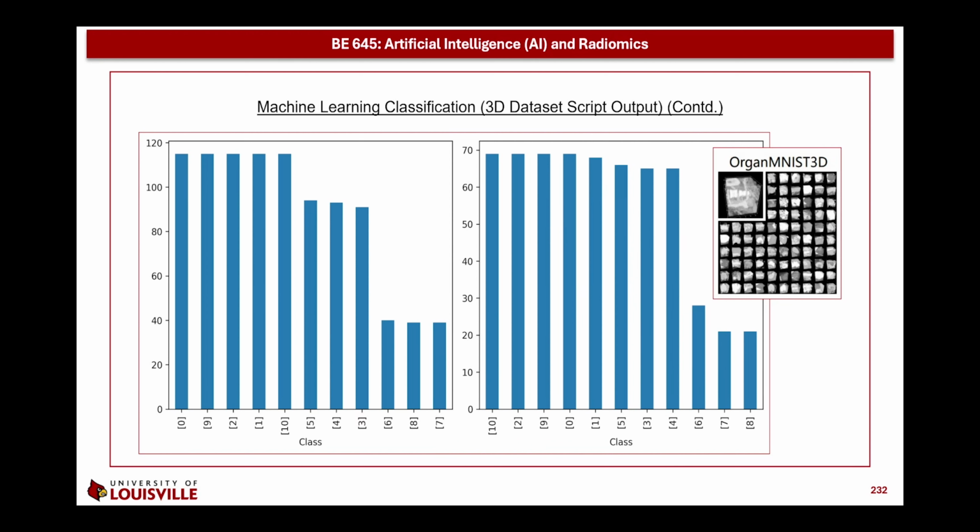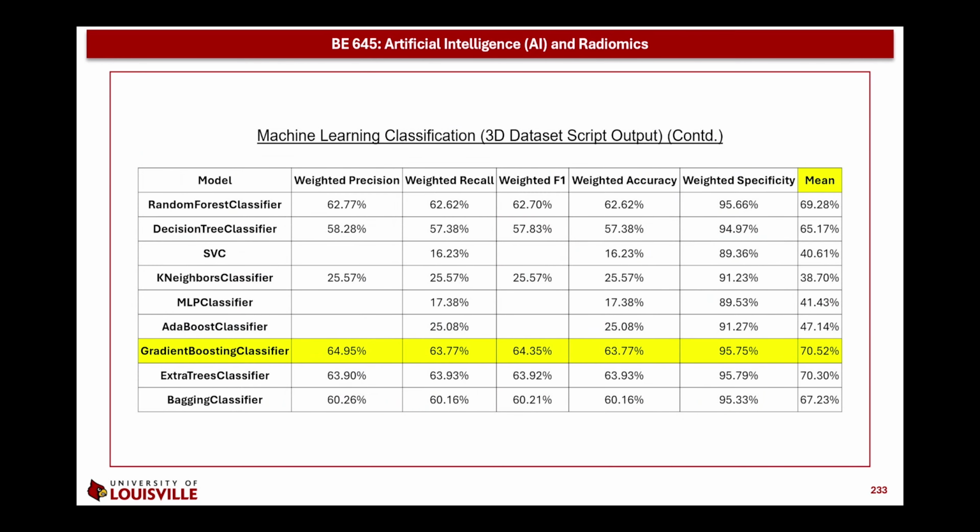When we apply this for the organ MNIST, which consists of 11 organs, it displays a bar plot for training and testing, and also, as you notice, the dataset here is imbalanced. And this is the corresponding performance where the gradient boosting classifier reported the highest performance, about 70%, as a mean metric, and we have only included the weighted metrics here because the data is imbalanced and we are dealing with multi-class classification.